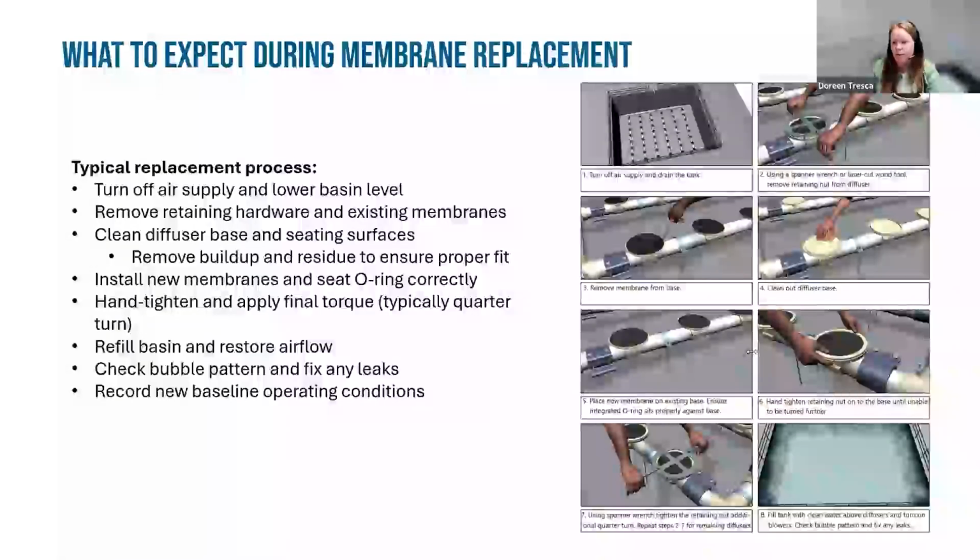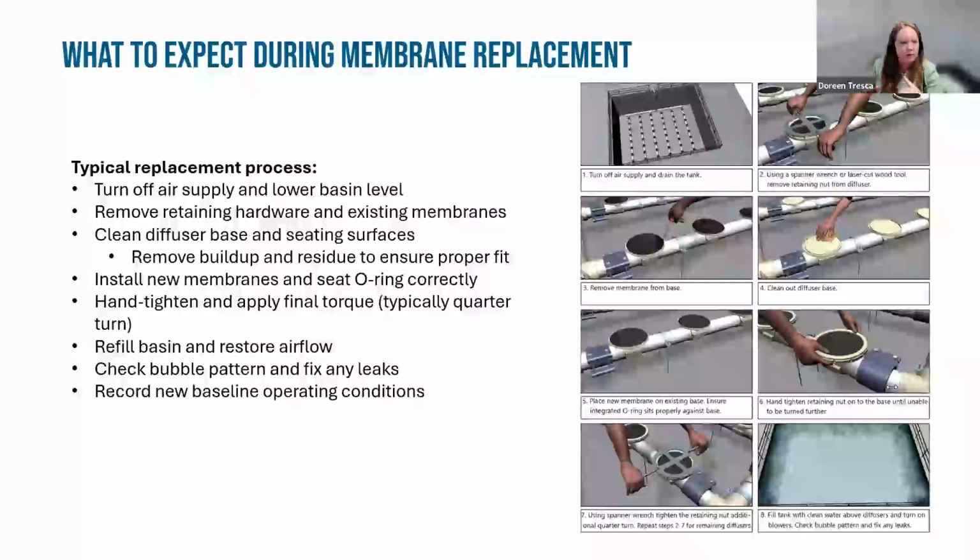The first thing that you're going to want to do is turn off the air supply and lower the basin level so the diffusers are accessible and you can get to them. From there, the disc diffusers, this is more focused on the disc diffuser for the replacement, but this is also applicable for tube diffusers as well. You can replace the membranes on a tube diffuser. But on a disc diffuser, basically you just want to take the ring off and it's important to be careful. If you do break the ring, replacement rings are available.